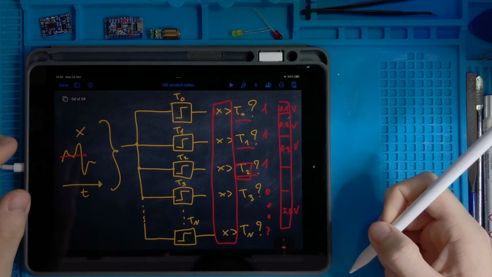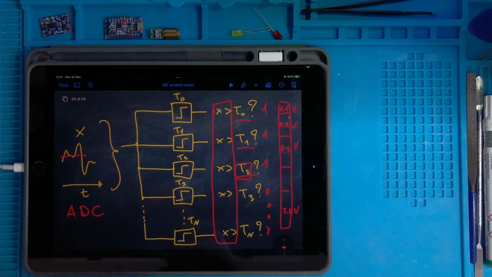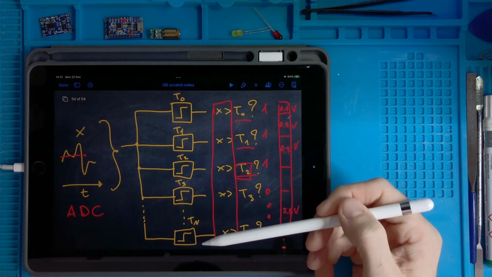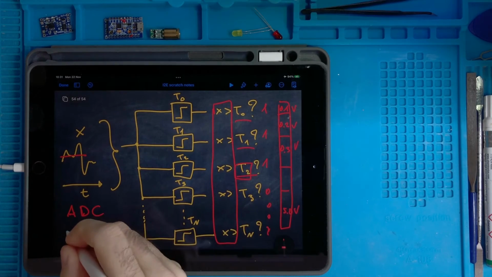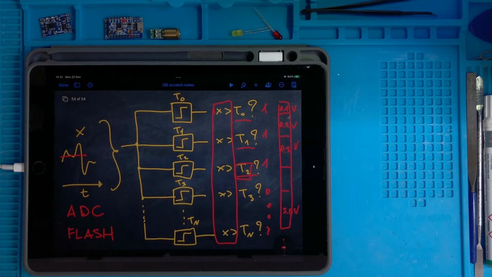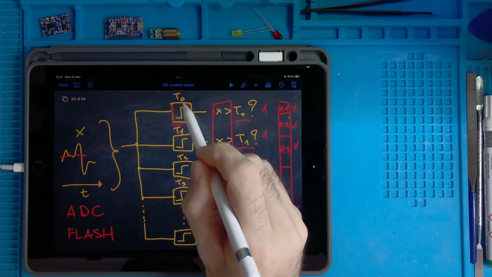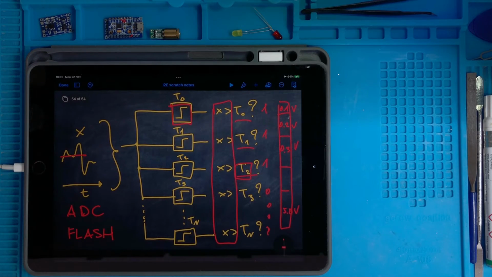So those type of circuits exist. They are called analog to digital converters, and this type of implementation is called flash implementation. It's called flash because it's the fastest possible implementation of an analog to digital converter. It's very fast because this threshold is a very easy operation to be implemented in hardware.